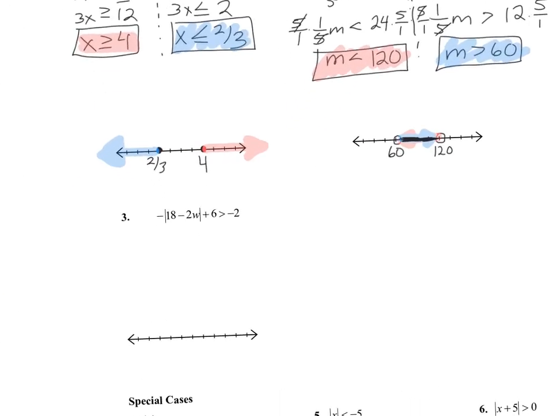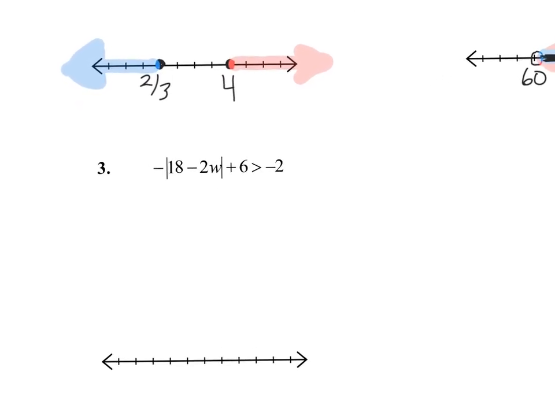Now, let's look at another example. Number 3. Now, this one right here, you'll notice the absolute value is not isolated. So we've got to go ahead and isolate it. So we subtract 6. So I have negative 18 minus 2w is less than or greater than. Now, negative 2 minus 6, that's going to be negative 8. Now, we have to divide by a negative 1 to get rid of the negative on the outside. So we divide by negative 1.